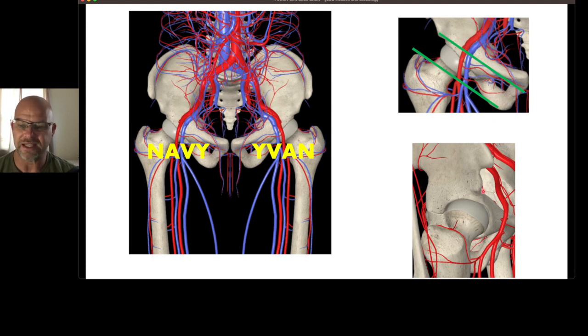This little oblique view here at the bottom right gives us an example, a little understanding of why we pick where we pick. We want to be above the bifurcation. That makes putting in closure devices safer. You're not compromising the bifurcation in two different vessels.